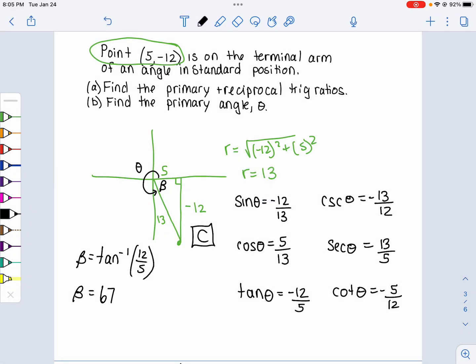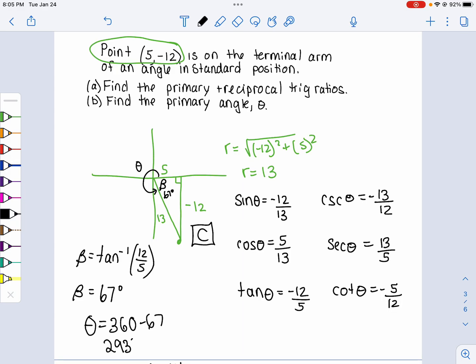67 degrees. So that's this angle in here. So to get my principal angle, I'm going to do 360 minus 67, which is 293 degrees. That's my primary or principal angle.